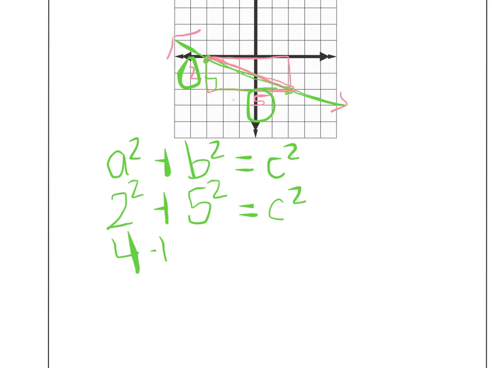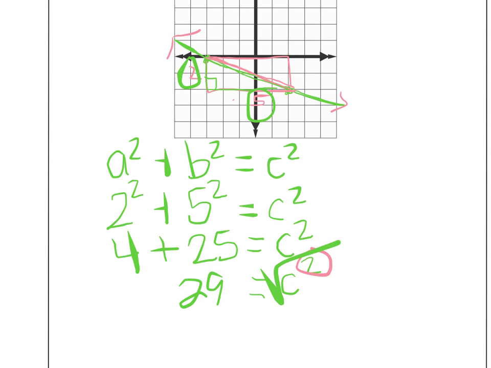2 times 2 is 4, and 5 times 5 is 25. And that will equal c squared. So if I add 25 and 4, I get 29. And then the square of that third side is 29, but I want to know just what that third side is. So I use my tool. The opposite of squared is square root. So I want to take the square root of 29. The square root of 29. And I know it's bigger than 5, and I know it's smaller than 6.